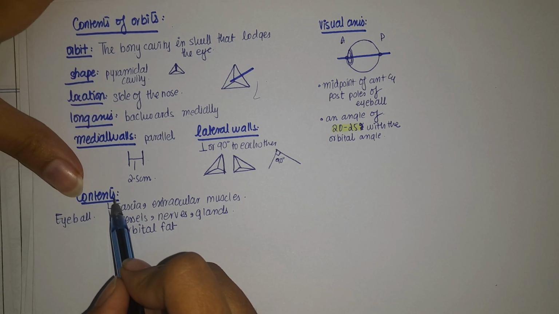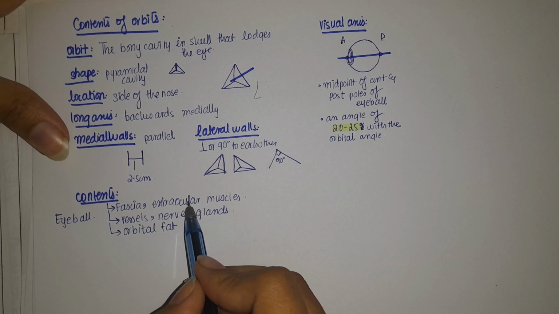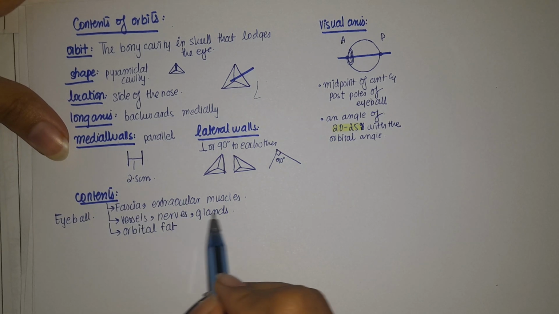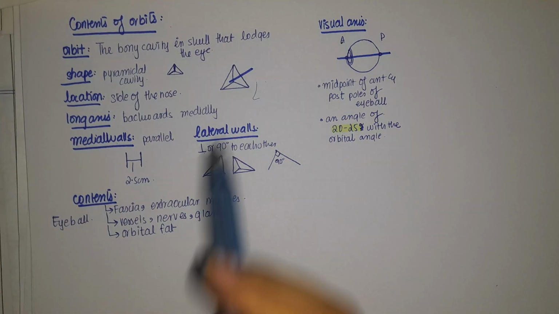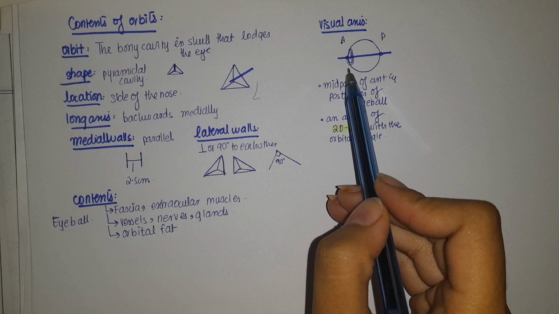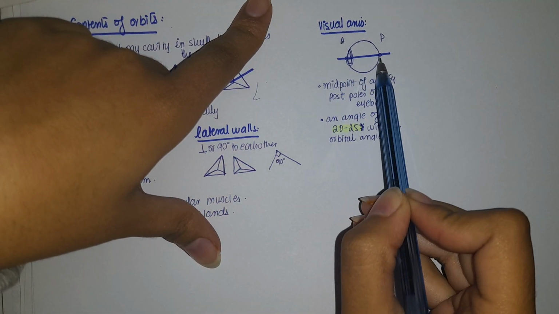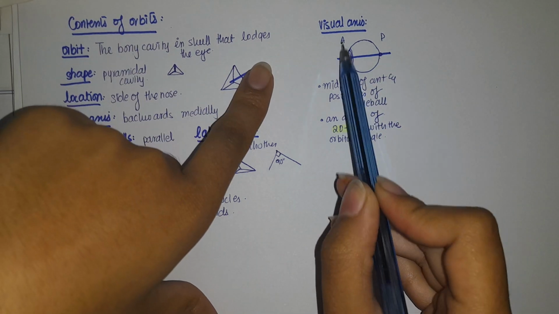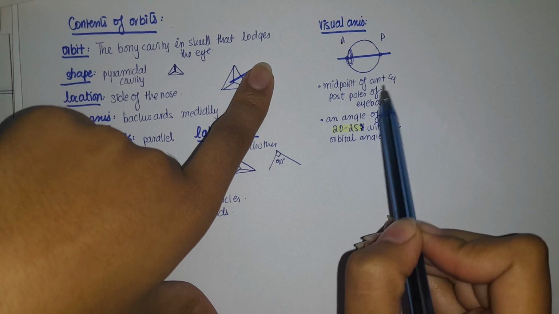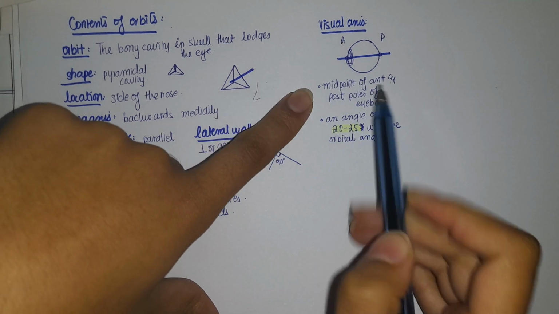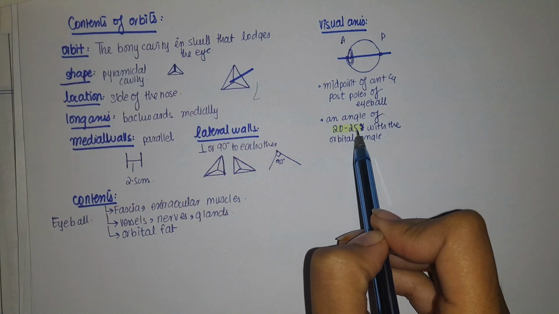Now it has a lot of contents. First of all, it has the eyeball, then the fascia, extraocular muscles, then the vessels, nerves, glands, and the orbital fat. Now we will talk about the visual axis. The visual axis, or the axis of the eyeball, passes through the midpoint of the anterior and posterior poles of the eyeball, and with respect to the orbital axis it has an angle of 20 to 25 degrees.